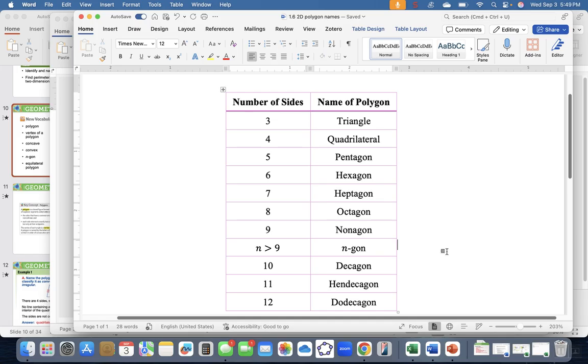I'm going to explain that after 9 sides, which is a nonagon, it's okay to call it an n-gon. So if it's 10-sided, it would be a 10-gon. If it's 20-sided, it would be a 20-gon. Okay. But I also wrote the decagon, hendecagon, and dodecagon because those are very common to name the 10, 11, and 12, and you might see those in your book. So I wrote those as well.